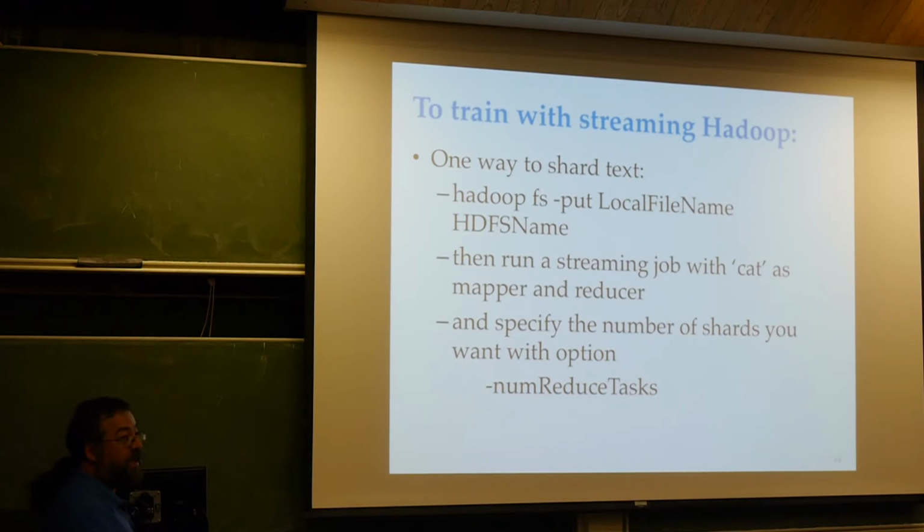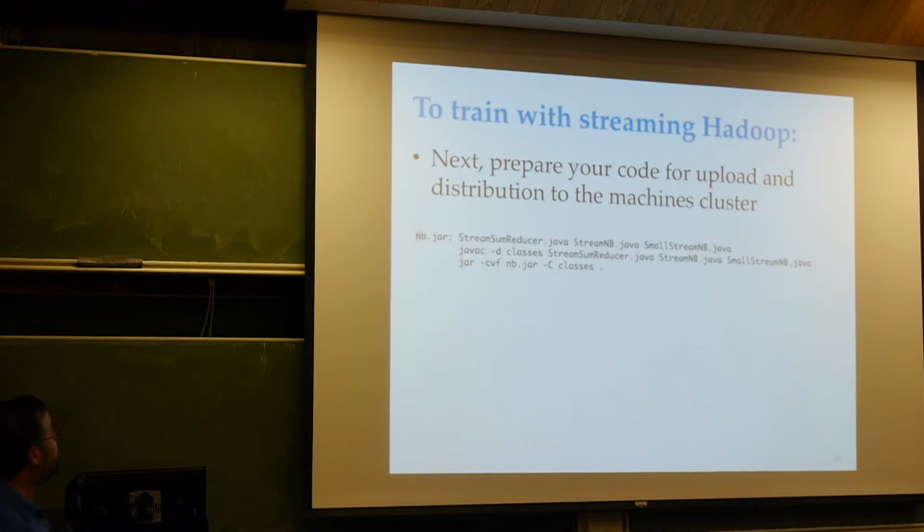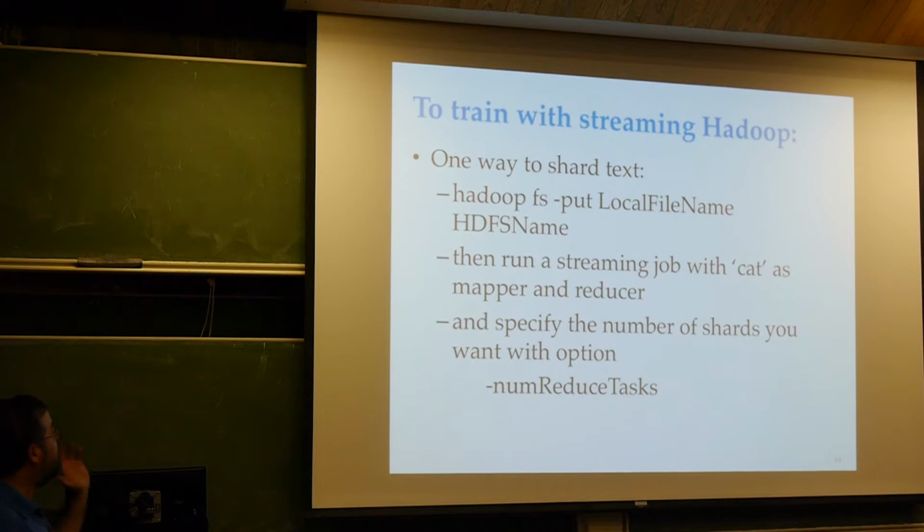So one way to shard text is you can first use the put command to upload it to the Hadoop file system. Then you can run a streaming job where all the operations are sort of null operations. Use cat as the mapper and cat as the reducer. So the only thing that basically happens is a shuffle sort, and then you specify the number of shards you want by specifying the number of reduce tasks. So that's basically how you'd get the sharded data to start with.